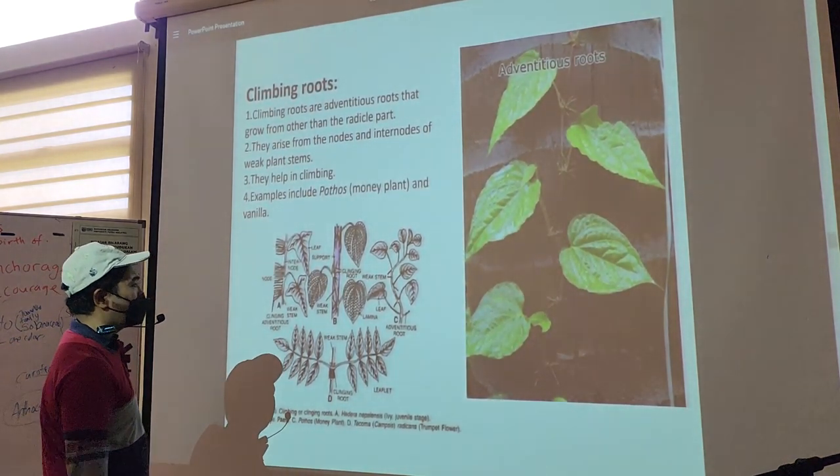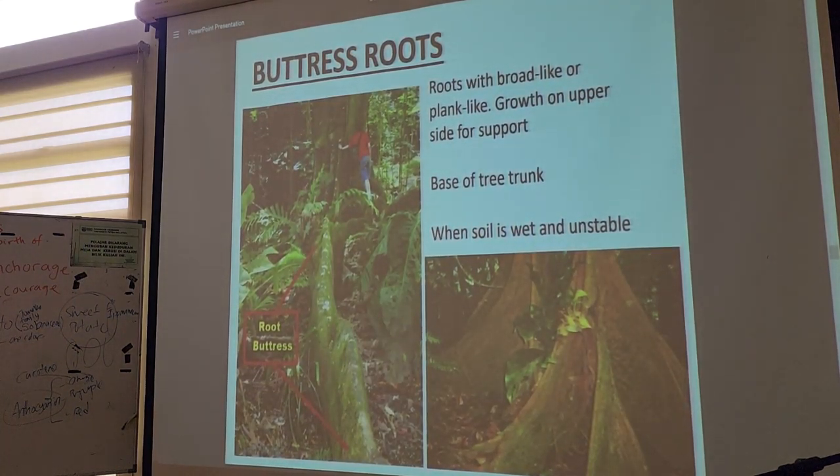Right. Go on. Okay. And this is another root. You have to go to the forest to see this. Buttress root. The Malay for this is akar bani. Akar bani.